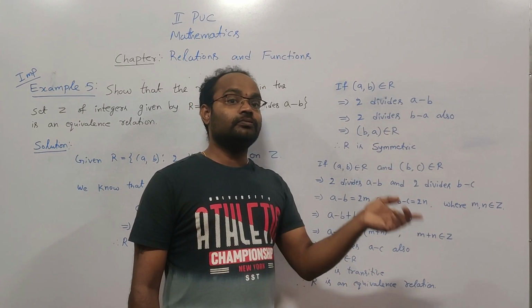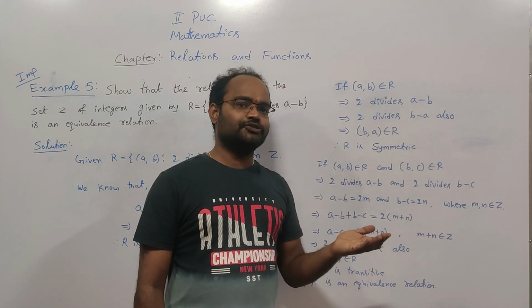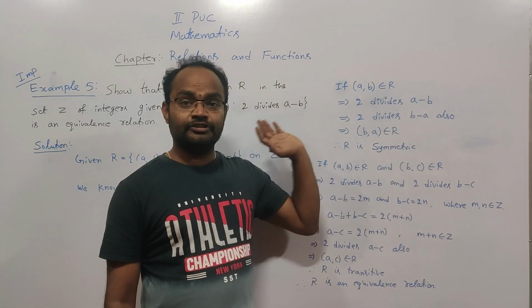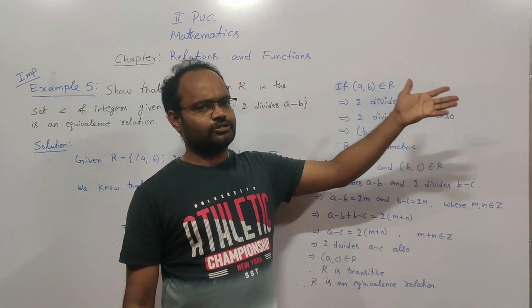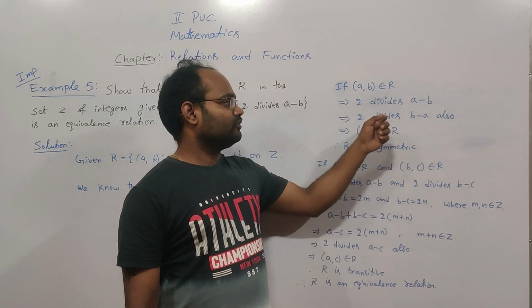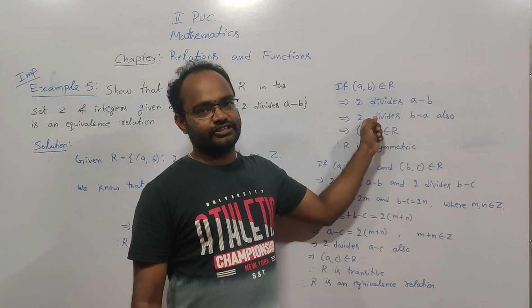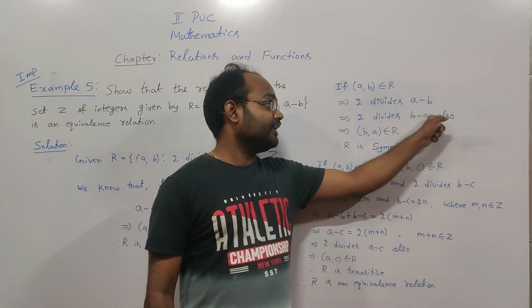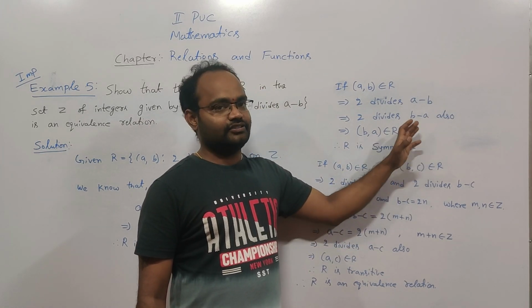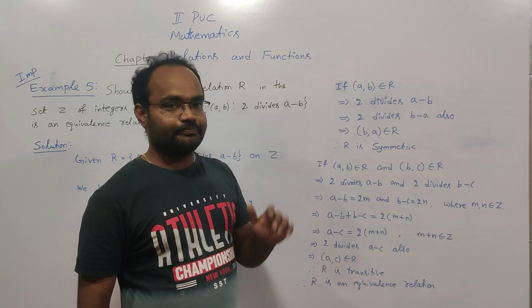ಅದೇ ತರ 2 minus 6 ತಗೊಂಡ್ರೆ minus 4. Minus 4 is also divisible by 2. So if a minus b is divisible by 2, b minus a is also divisible by 2. So this is also satisfying the relation condition. So 2 divides b minus a, then (b, a) belongs to relation. Hence it is symmetric relation.